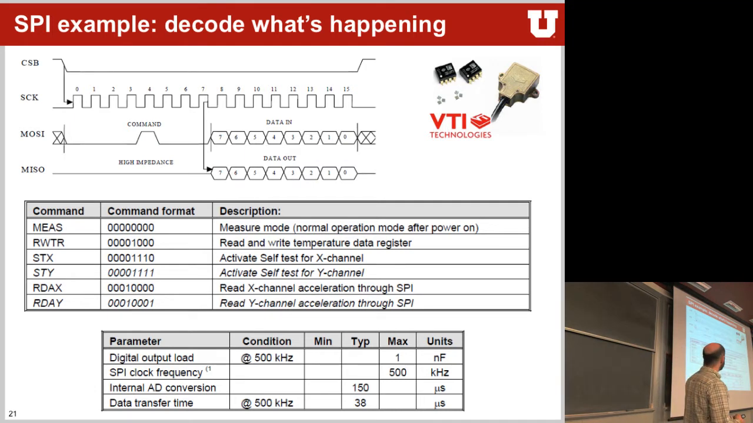So what are the different commands? We can do a MES, which is a measurement mode, normal mode, operation mode after power on. So that's the mode the device will go into after power on. We can do an RWTR, a read and write temperature data register. STX, activate self-test for X channel, STY, activate self-test for Y channel. Read X channel, read Y channel. So who can tell me what command is written up here?